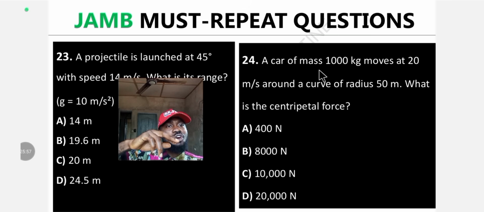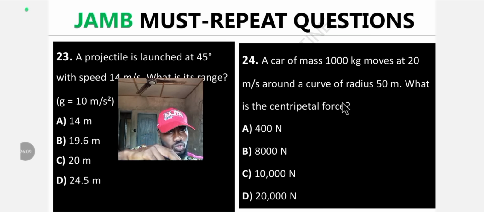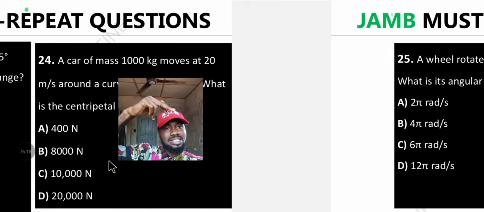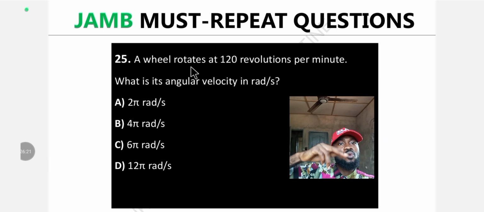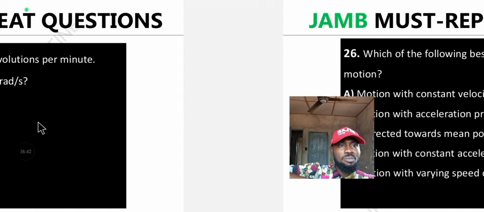Question 24. A car of mass 1000 kg moves at 20 meters per second around a curve of radius 50 meters. What is the centripetal force? A. 400 Newton. B. 8000 Newton. C. 10,000 Newton. D. 20,000 Newton. Drop the answer in the comment section. Question 25. A wheel rotates at 120 revolutions per minute. What is its angular velocity in radians per second? A. 2 pi radians per second. B. 4 pi radians per second. C. 6 pi radians per second. D. 12 pi radians per second. Drop the answer in the comment section.